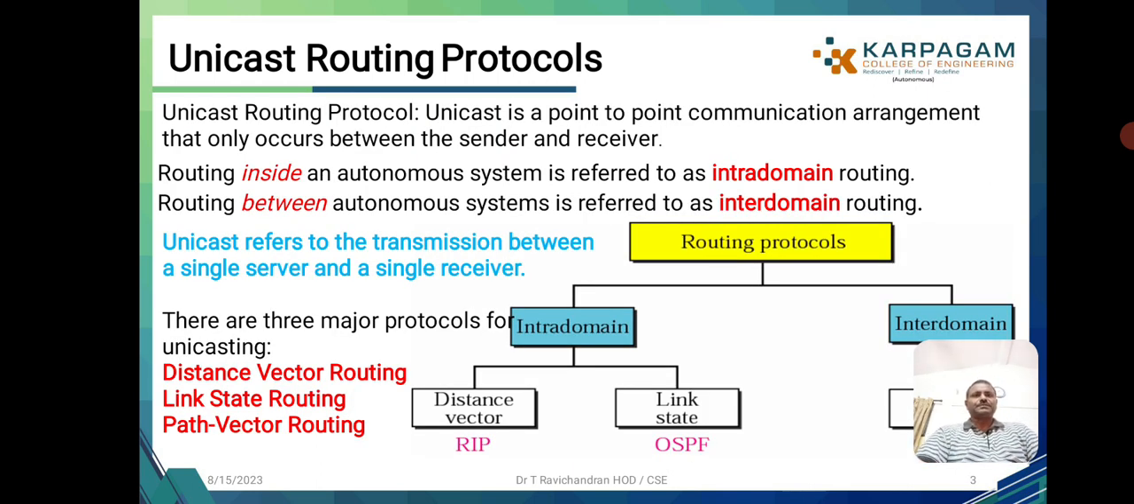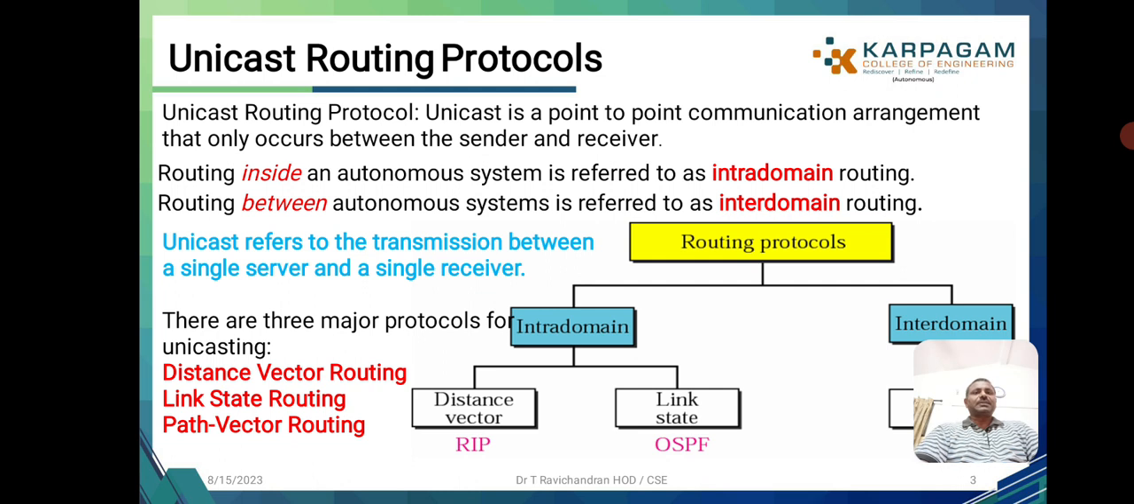Unicast protocol. A unicast is a point-to-point communication arrangement that occurs only between the sender and receiver. The routing inside an autonomous system is referred to as intra-domain routing. The routing between autonomous systems is referred to as inter-domain routing. Unicast refers to the transmission between a single server and a single receiver.